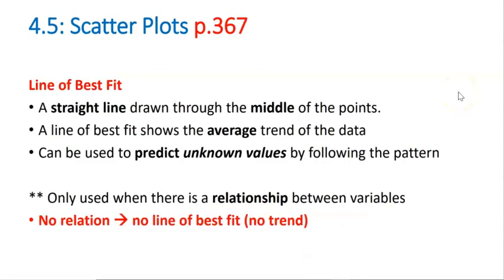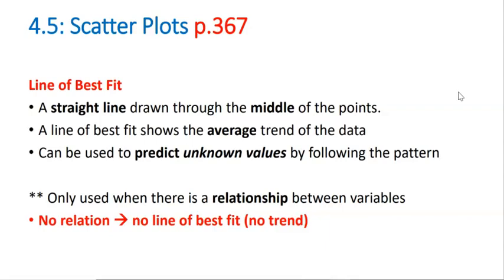When you have a scatter plot and you can see a definite relationship, you can draw a line of best fit. A line of best fit is a straight line that you draw through the middle of the points. So you try to touch on as many points as you can. And there's no perfect way to do this. The line of best fit is a way to show the average trend of the data. Is it going upwards? Is it going downwards?